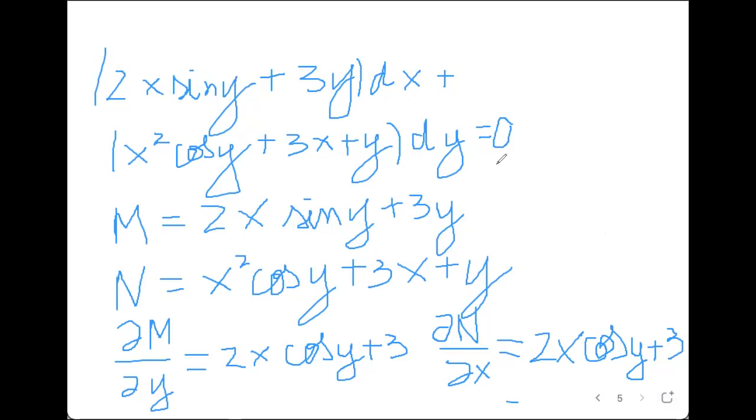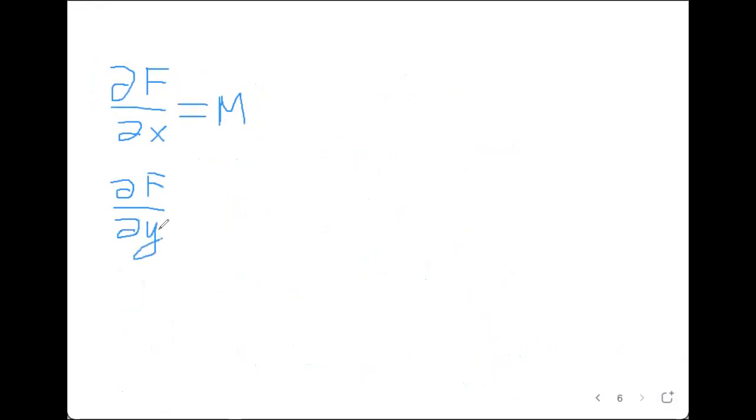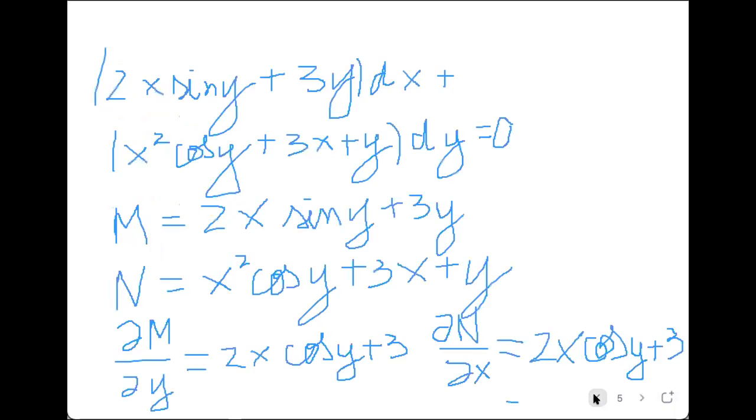So we want to find a function capital F, the prime integral, such that partial F over partial x is equal to capital M, and partial F over partial y is equal to capital N. So let's copy them. 2x sine y plus 3y.